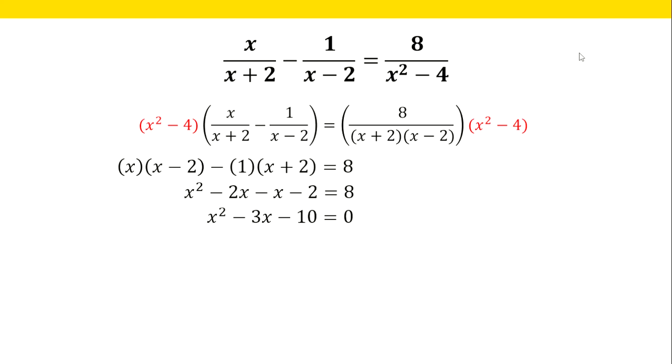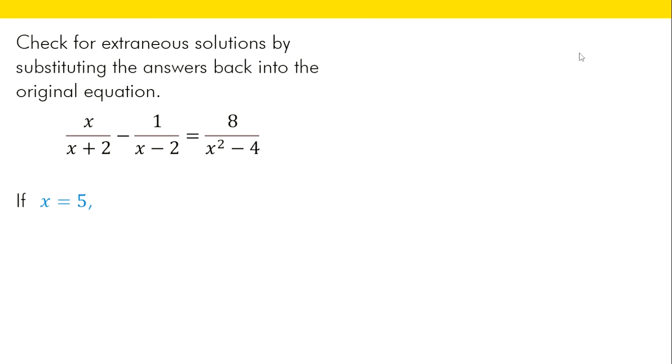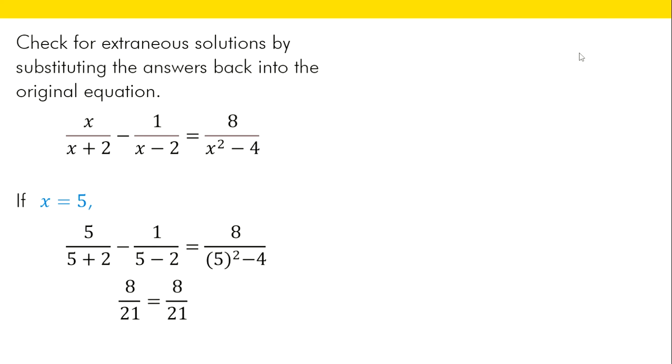So again, quadratic equation, let's factor. In this case, we'll obtain x minus 5 and another factor, x plus 2. Then finding the values, x is equal to 5 and x is equal to negative 2. But in this case, let's check both the values of x here if this will satisfy our equation. First, if x is equal to 5, if we substitute that, we'll obtain 8 over 21 is equal to 8 over 21. So that's a solution.